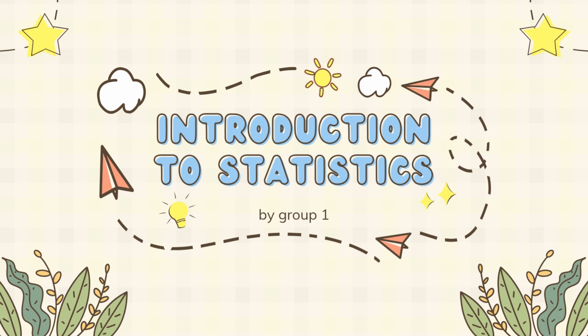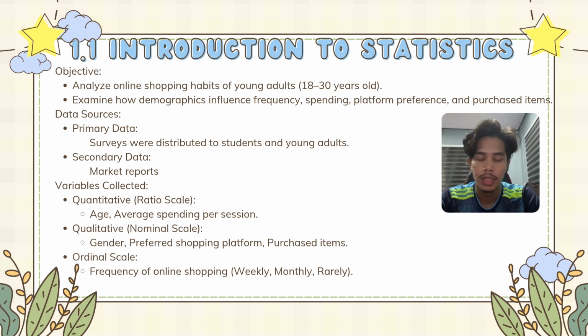Introduction to Statistic. 1.1 Introduction to Statistic. Objective: to analyze online shopping habit of young adults between 18 years old to 30 years old. Examine how demography influence frequency, spending, platform preference, and purchase item.